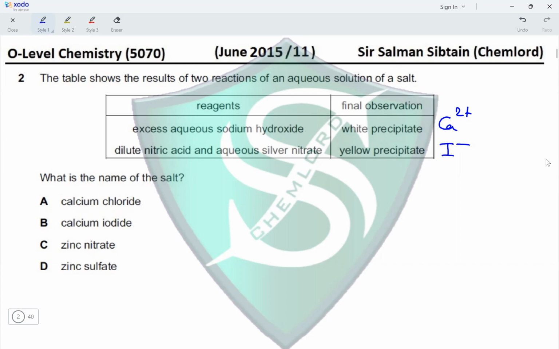So what is the name of the salt? Calcium chloride. Calcium is correct, chloride is incorrect. Calcium iodide, both are correct. Zinc nitrate, both are incorrect. Zinc sulfate, both are incorrect. Therefore, the correct option for this question is option B.